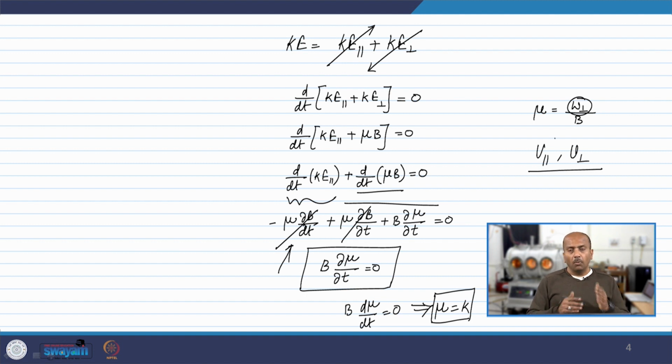So, these two things compensate each other at all times just to keep the total kinetic energy constant. Because the total kinetic energy has to be conserved, because it is a magnetic field after all. Magnetic field does not change the energy or does not do any work as such, because V is perpendicular to B. So, if the kinetic energy is conserved, as a consequence you will expect the magnetic moment to be constant.